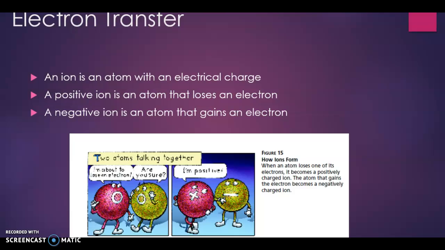So they're showing here in this little cartoon. It says, I'm about to lose an electron. Are you sure? I'm positive. Because if he lost an electron, that means he has fewer electrons than protons, which means he now has a positive charge. Okay, so that's how that works. So now that they've lost or gained an electron, they've gained charges. That's how a bond will form.